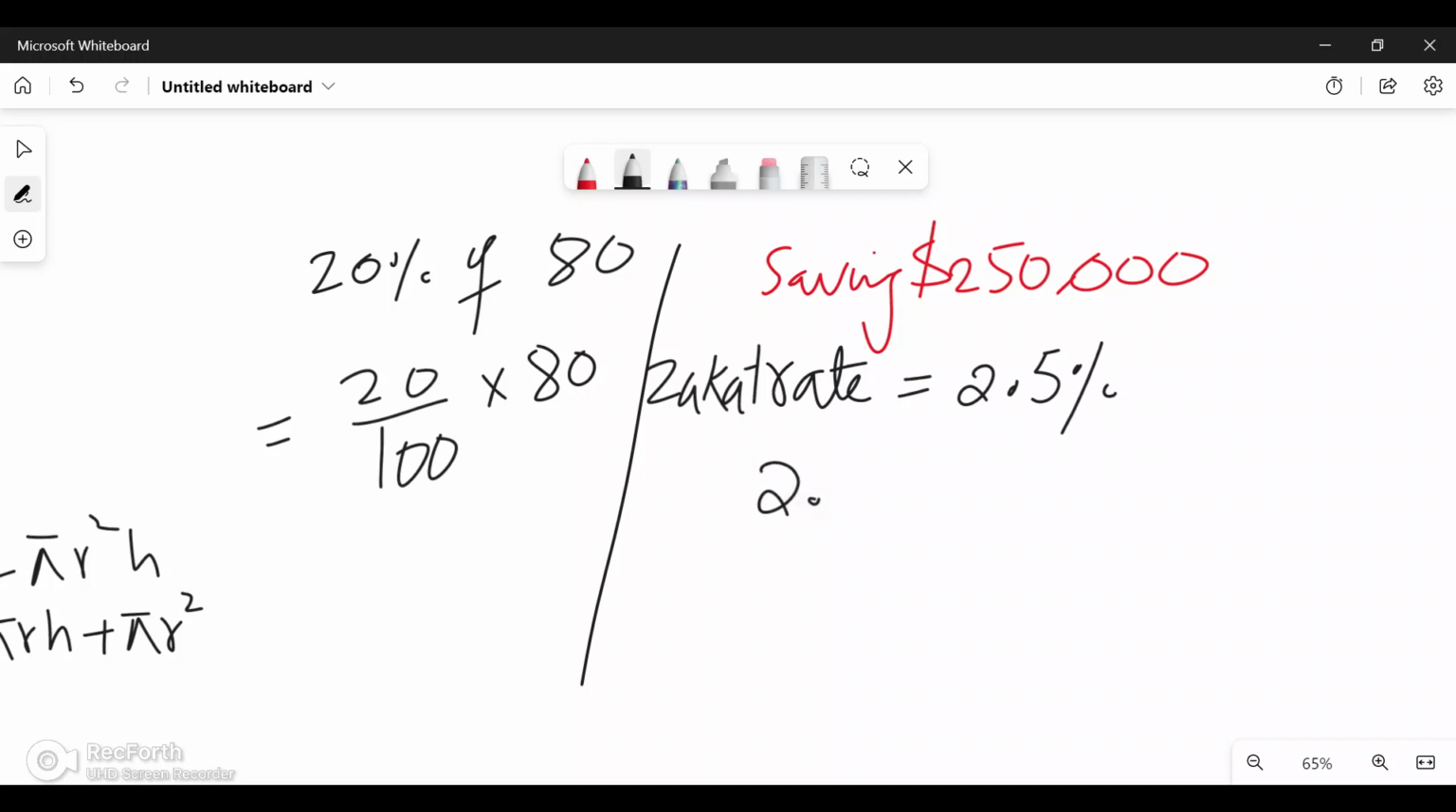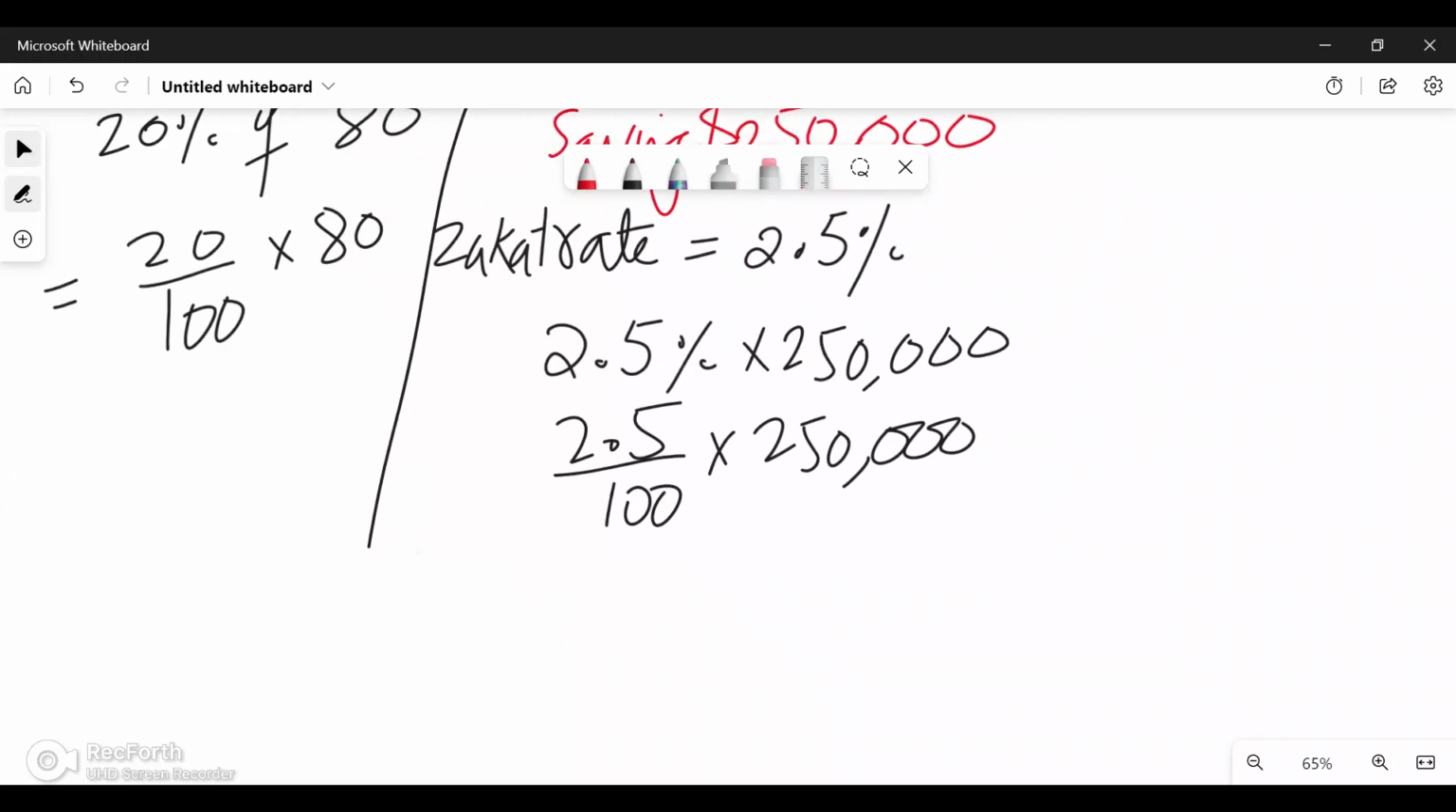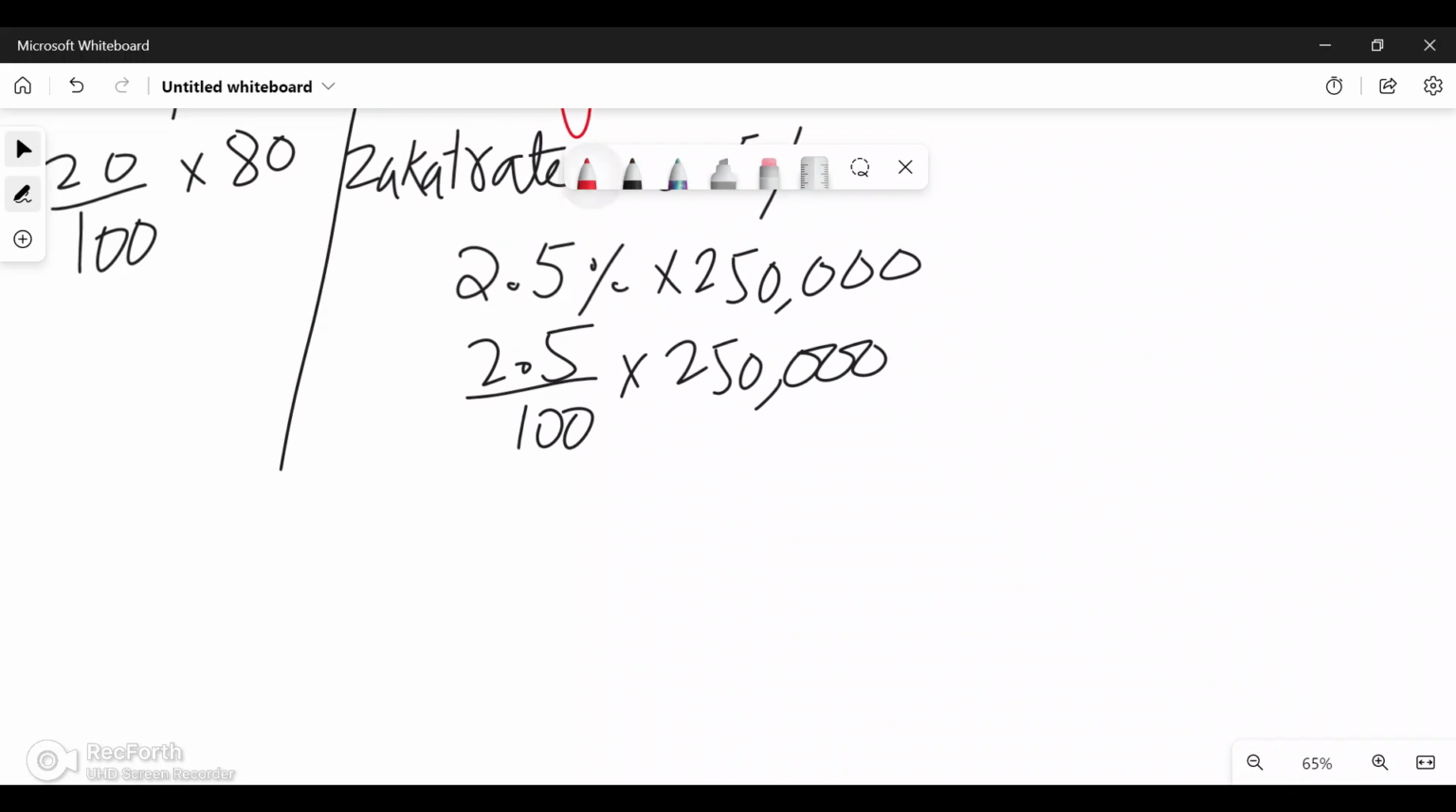Find his zakat amount, how much zakat he has to pay. So just find 2.5% of his value, which is 250,000. You will write 2.5 divided by 100 multiplied by 250,000. In this way, you can work out the zakat amount that he has to pay.